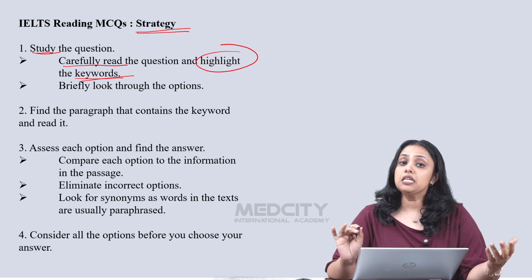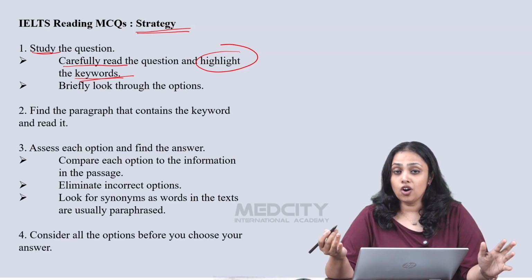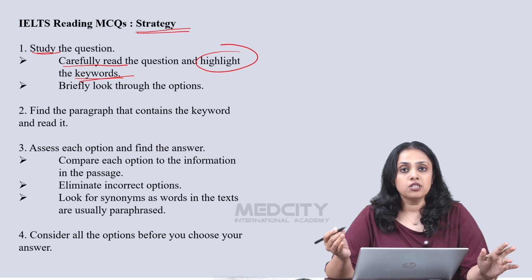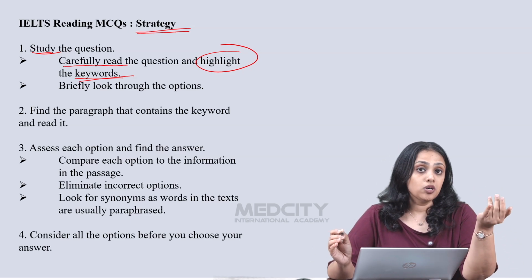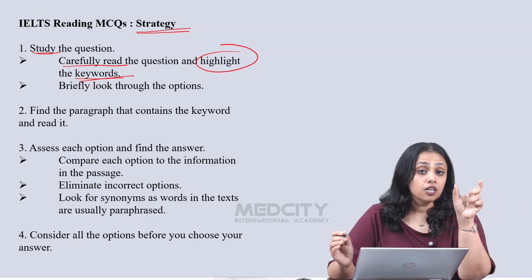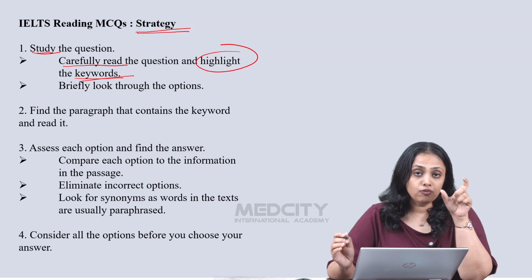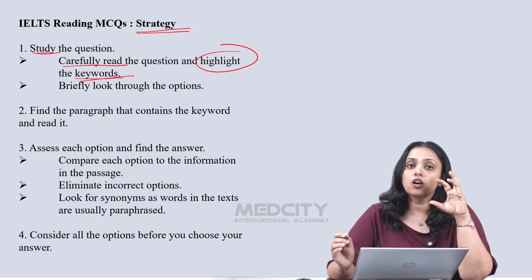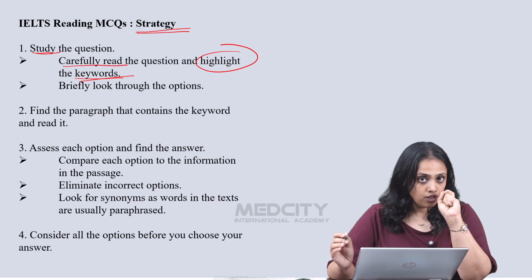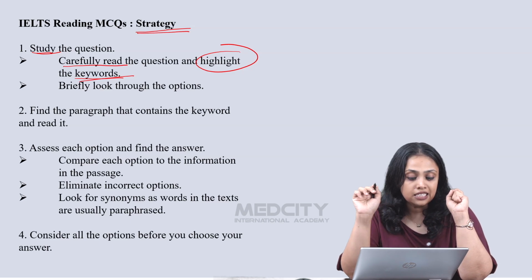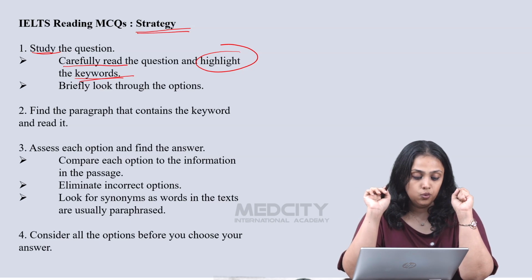Now, keywords can be names, the name of a person, a country, or it can be years, numbers, or it can be quantifying words like we have seen in the example. A few employees. Instead of a few employees, if the quantifier was 1 employee, the answer would be different. So you should be focusing on such words as well. They're called keywords. So as you read the question, you have to underline or highlight the keywords.